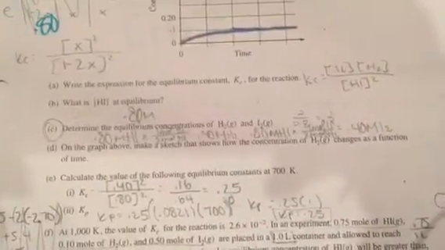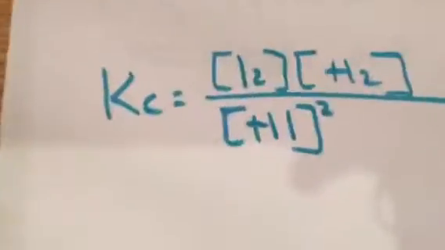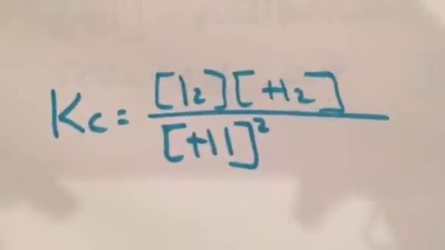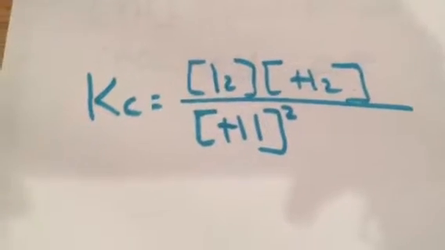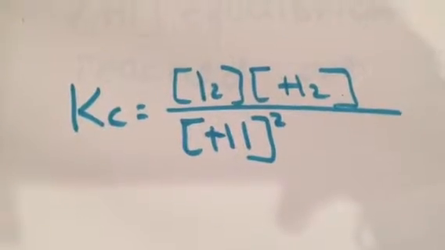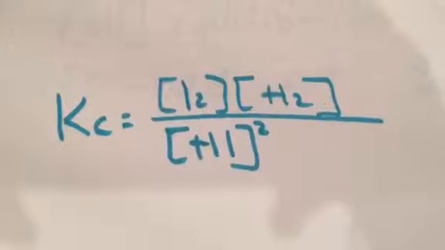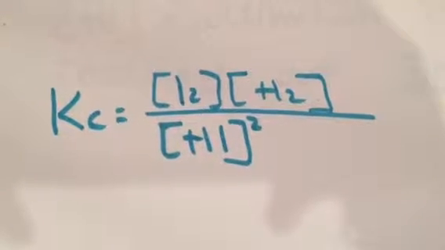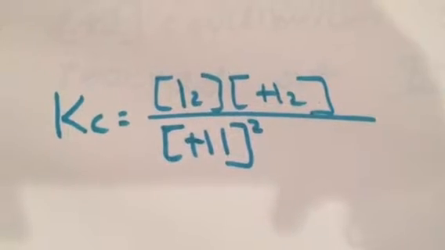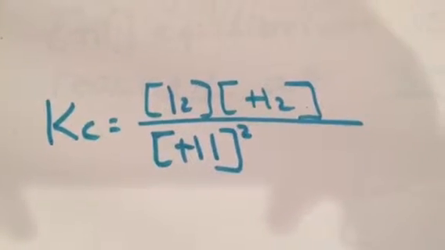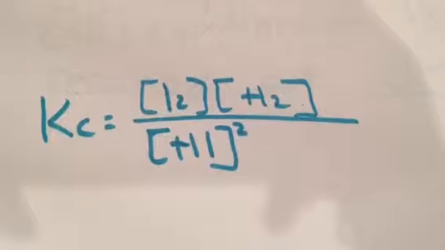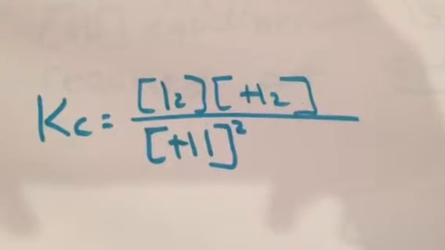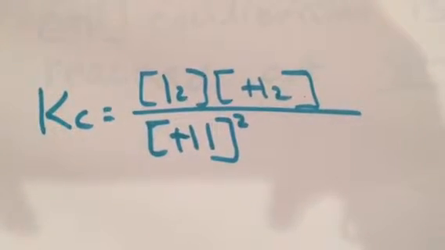So part A asks us to write the expression for the equilibrium constant Kc for the reaction. When you do Kc, it's products over reactants, and in the equation it gave us, H2 and I2 were the products, and HI was the reactant, and because HI had a coefficient of 2, that now turns into an exponent, so we get concentration I2 times H2 over HI squared.